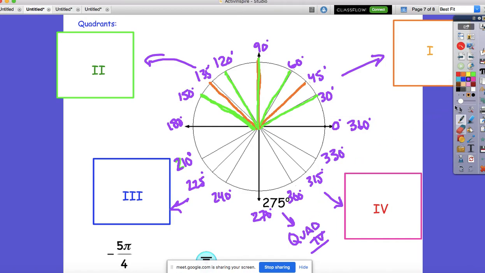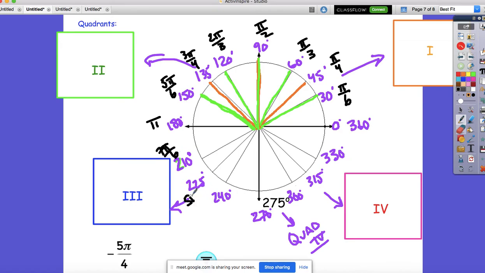The other thing that I had in my last video, you remember how I had the conversions for radians? So if you're drawing this picture right now, or if you already did, 30 is pi over 6, 45 is pi over 4, 60 is pi over 3, 90 was pi over 2, 120 is 2 pi over 3, 135 is 3 pi over 4, 150 is 5 pi over 6, 180 is pi, 210 is 7 pi over 6.